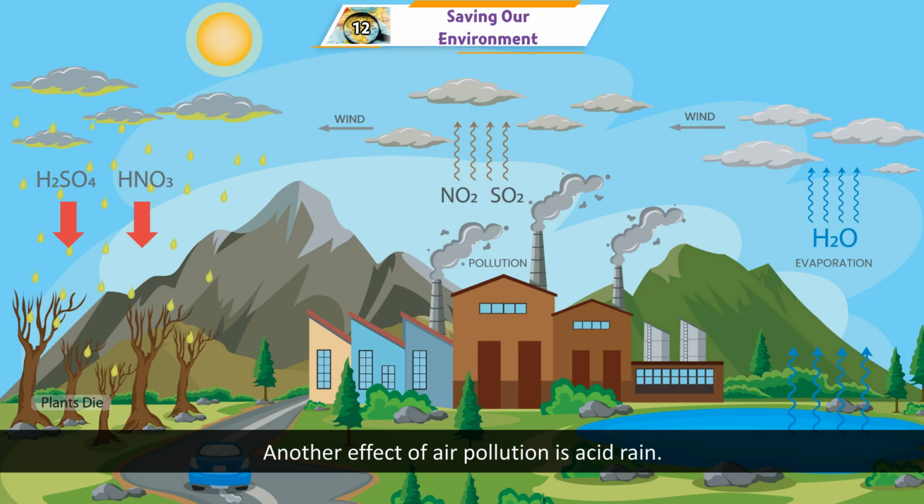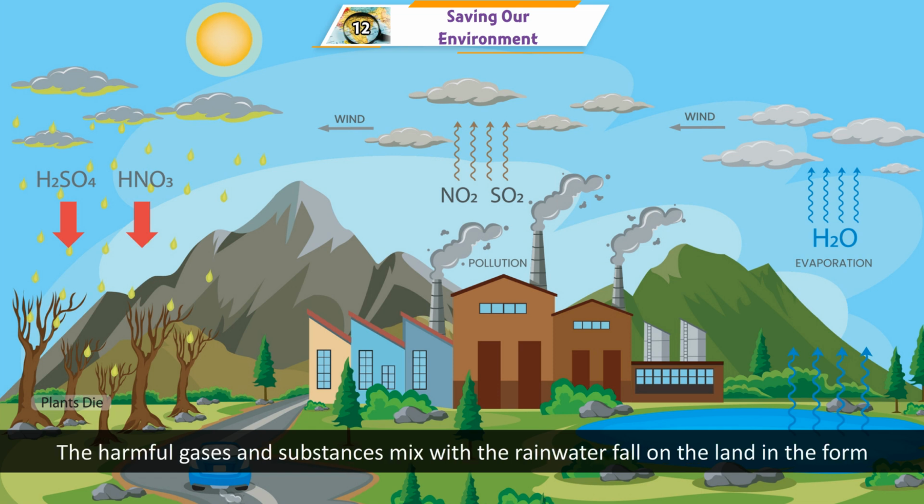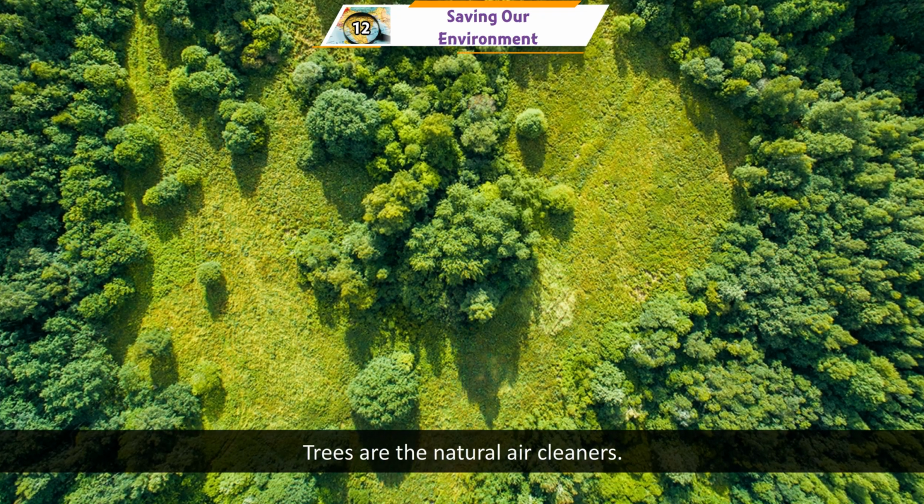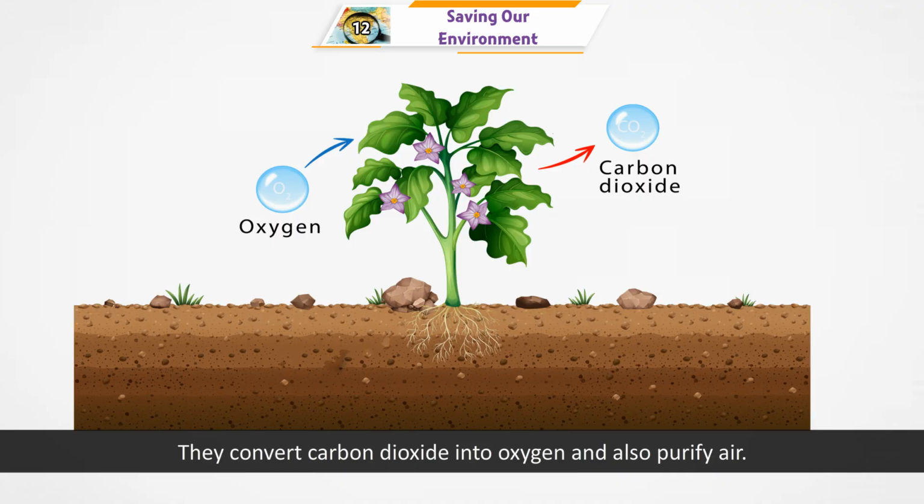Another effect of air pollution is acid rain. The harmful gases and substances mix with the rainwater and fall on the land in the form of acid rain, damaging plants and buildings. Trees are the natural air cleaners. They convert carbon dioxide into oxygen and also purify air. But excessive deforestation has affected this eco-balance as well.